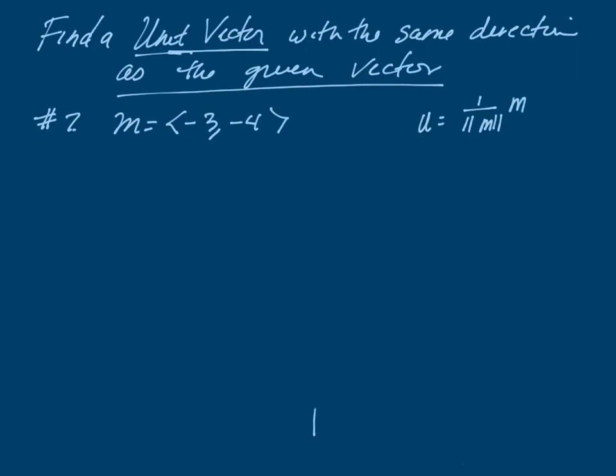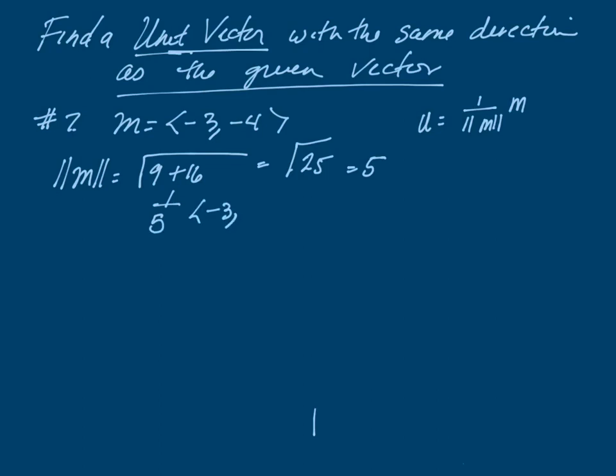So let's do that for m. The magnitude of m is equal to the square root of 9 plus 16, or the square root of 25, which is 5. So I have 1 over 5 times -3, -4, which is -3 fifths, -4 fifths. So there's your unit vector.